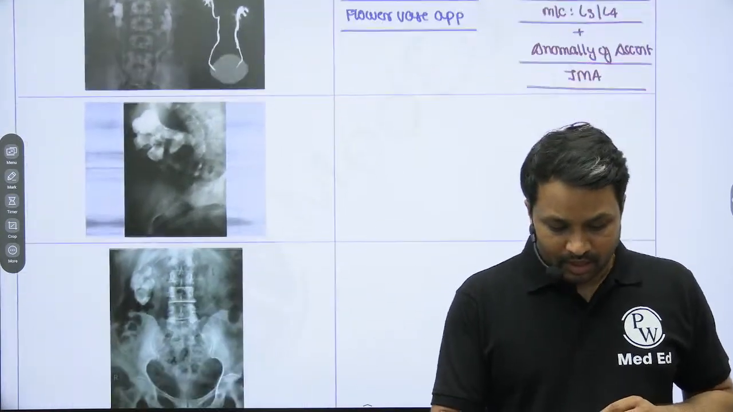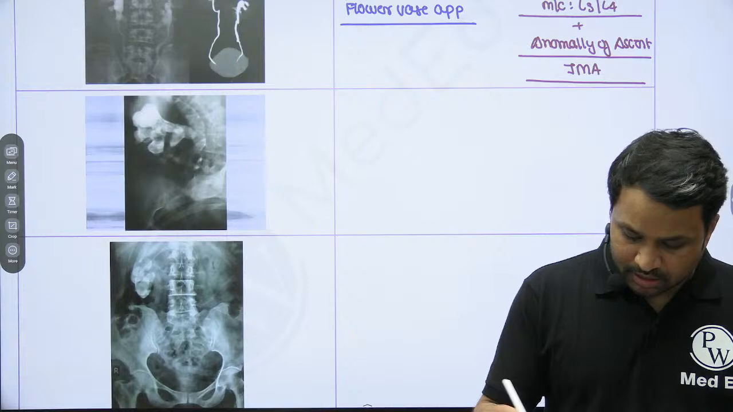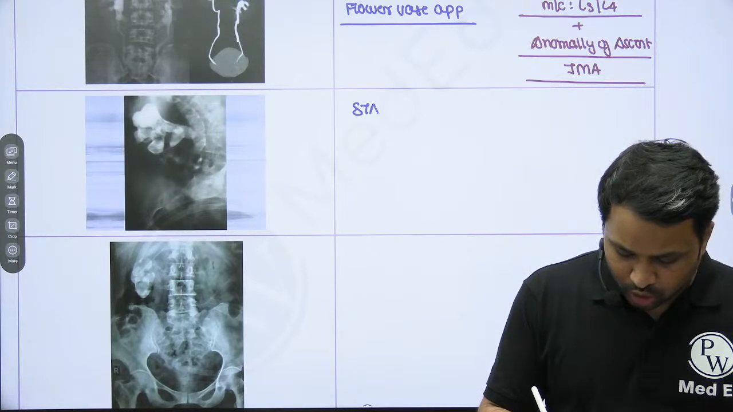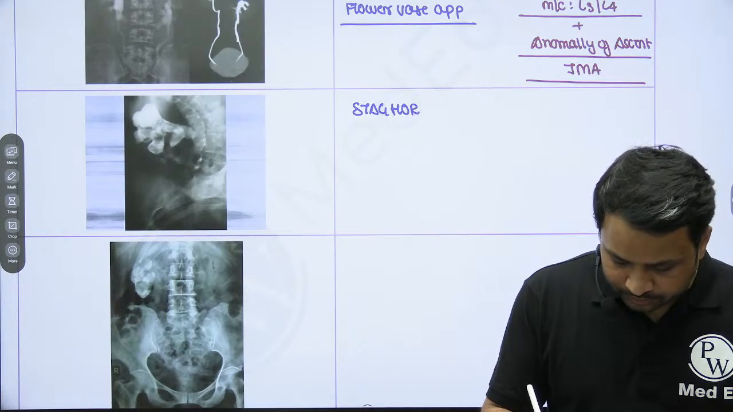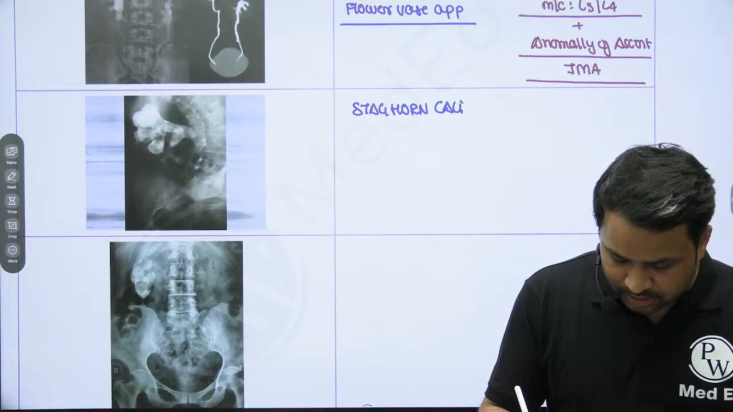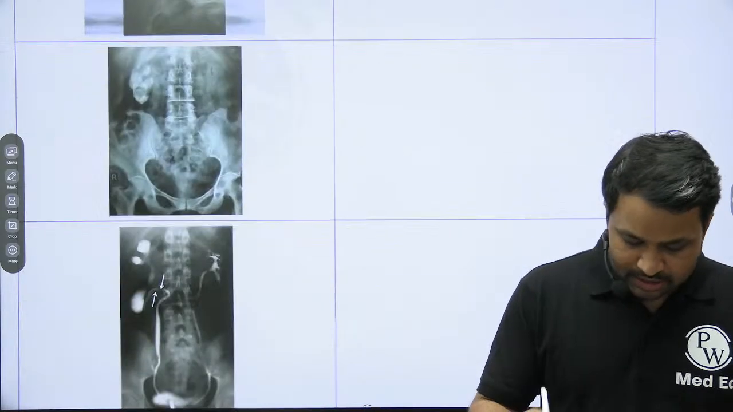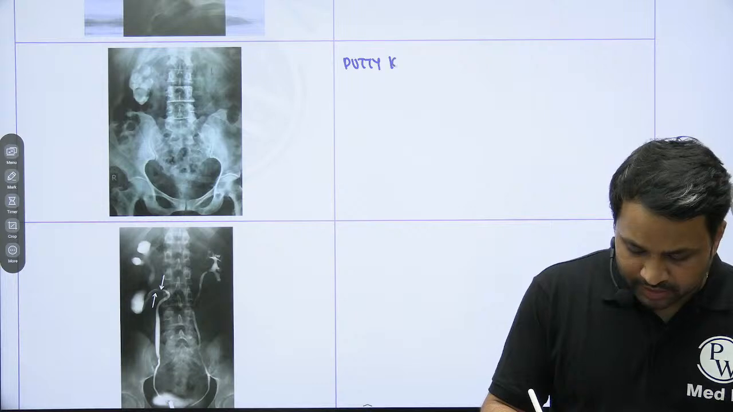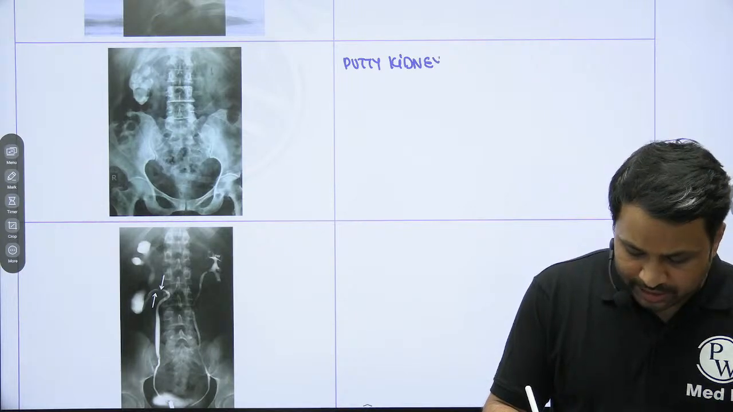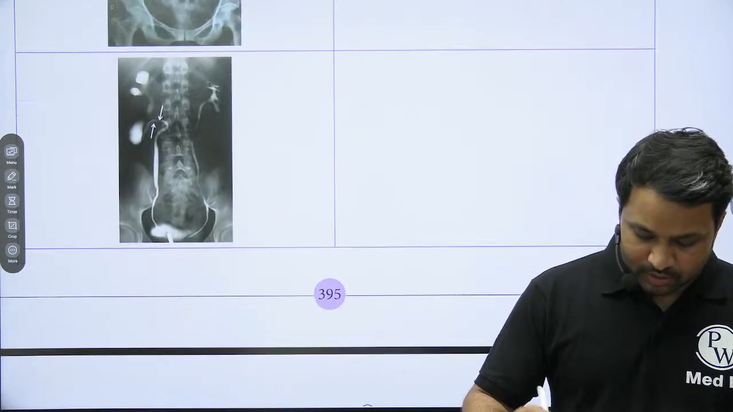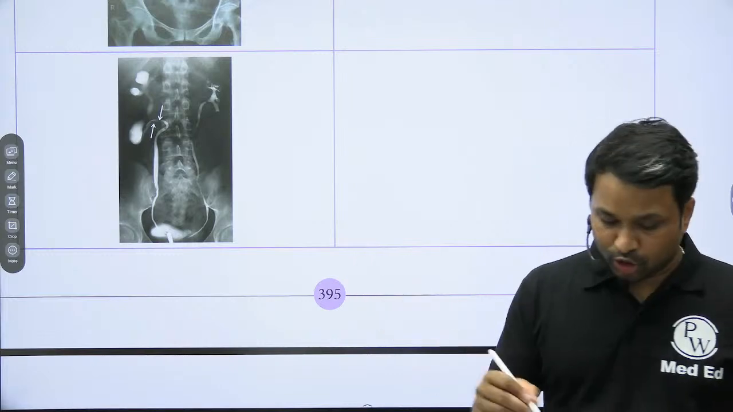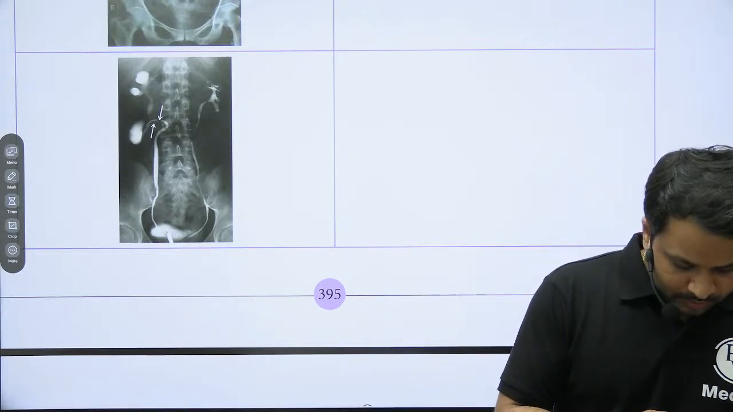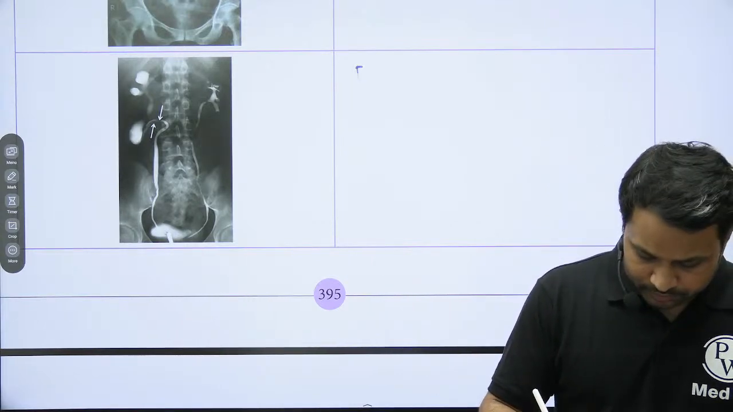Okay? Now this is a classical image of your staghorn calculi. We have discussed in detail, so nothing more about it. This is what we call the putty kidney. Now this is also in tubercular, we have discussed it. So this is how the putty kidney's image would look like. Now this is what we call a fish hook ureter.